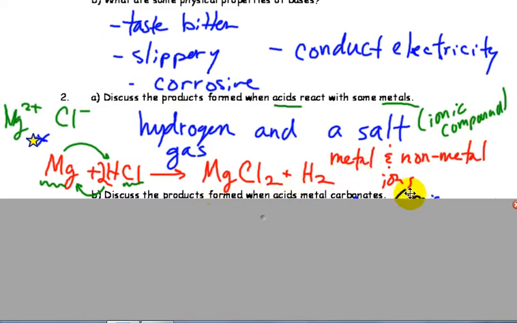A metal and a non-metal compound consisting of those ions. So that's characteristic of acids with metals. A salt or an ionic compound with hydrogen gas.